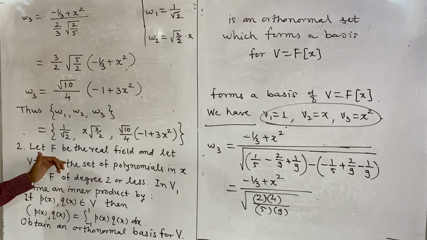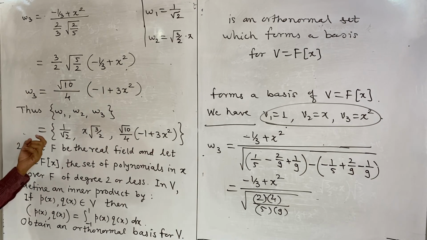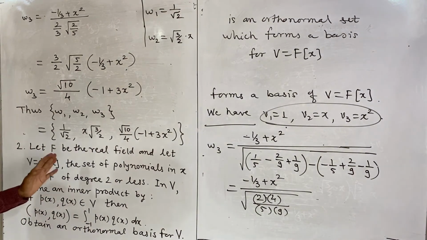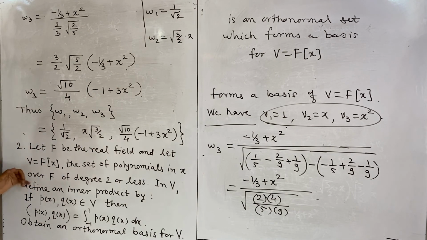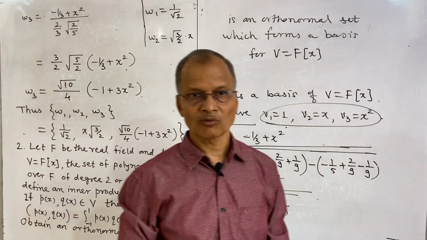So this is the process we have used in the proof, or we have constructed in the proof, of the Gram-Schmidt orthogonalization process. And to illustrate that in terms of examples, we have considered these two examples. So please try to understand this. Thank you for watching the lecture.